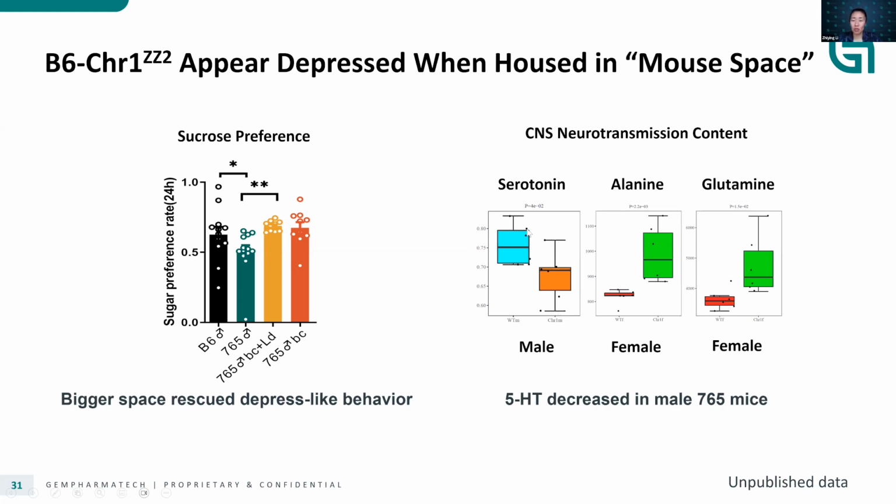The first one to show you is from the males. The ZZ2 males seem to have reduced serotonin levels, or 5-HT, in their CNS, which we think probably has some correlation with this small-space reduced sucrose preference behavior. But at the moment, we don't have a definitive answer for that yet. At the same time, alanine and glutamine showed some difference in the females. We're still trying to understand the data, and to understand the strain as well.